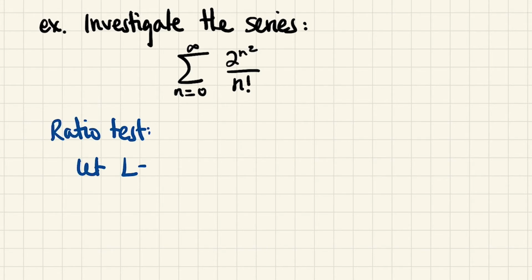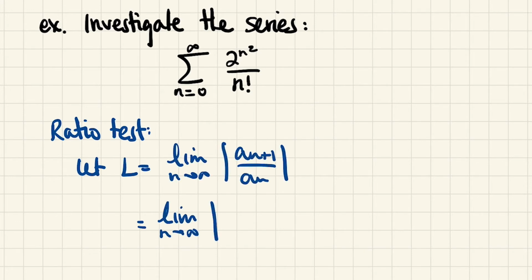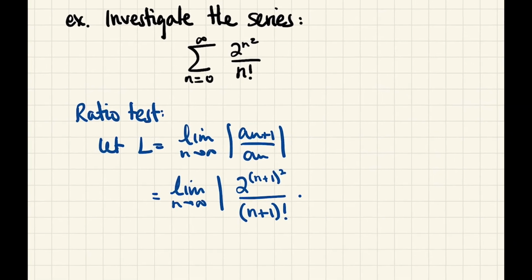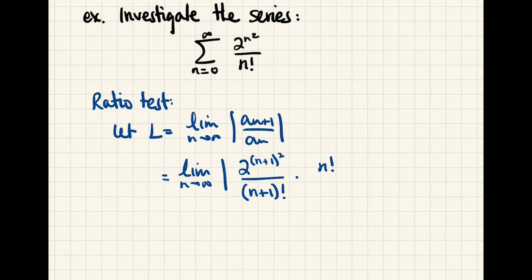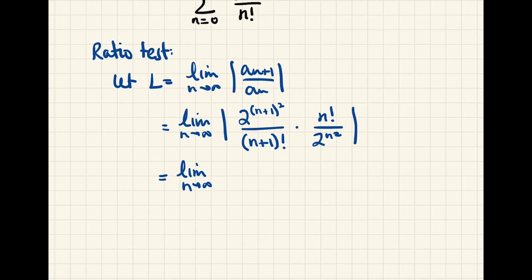So we're going to let L be this limit here. Okay, so a_(n+1) is 2 raised to the (n+1) squared. This is all over (n+1) factorial, and then multiplied by the reciprocal of a_n. So again, we can throw away the absolute values, but let's take a moment and line everything up with its friend.